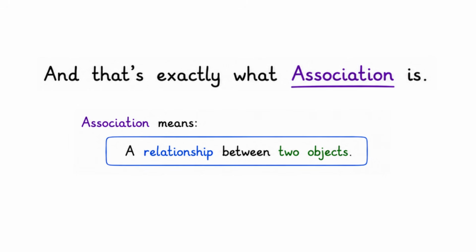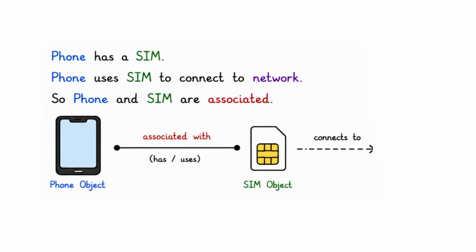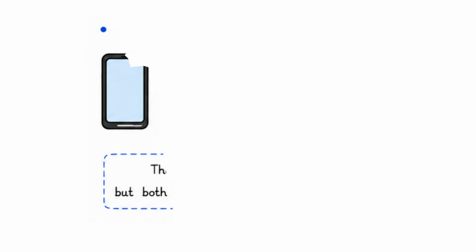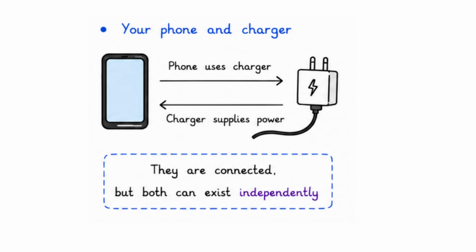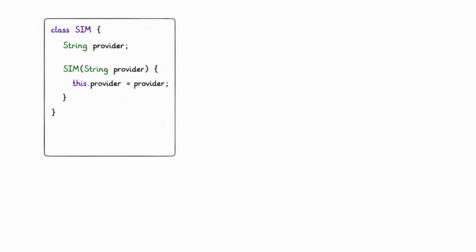Phone has a SIM. Phone uses the SIM to connect to the network. So phone and SIM are associated. To simplify further, think of your phone and charger. Phone uses charger, charger supplies power. They are connected, but both can exist independently. Let me show you the code which demonstrates association between phone and SIM.